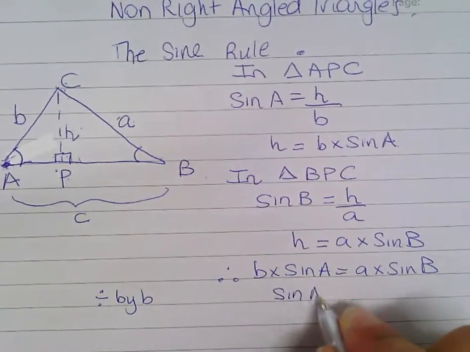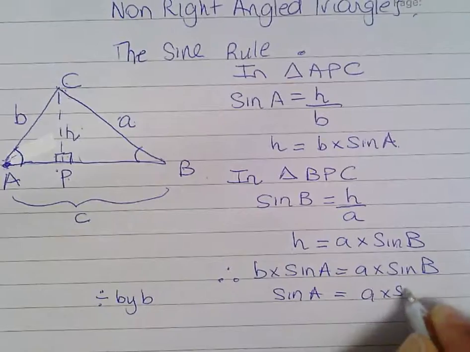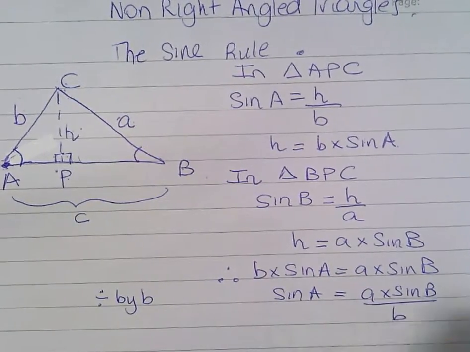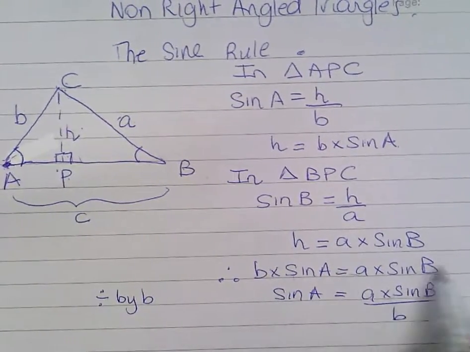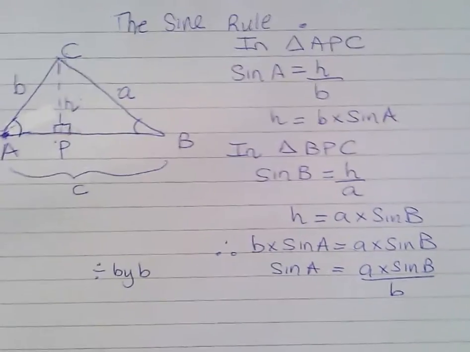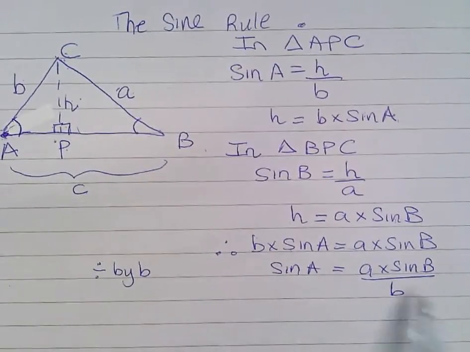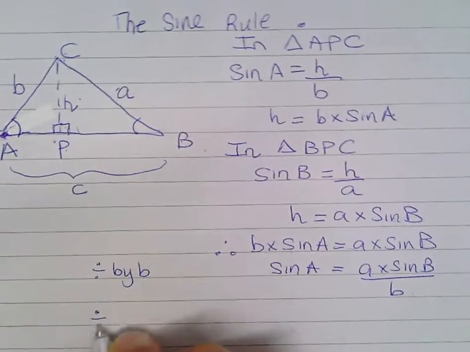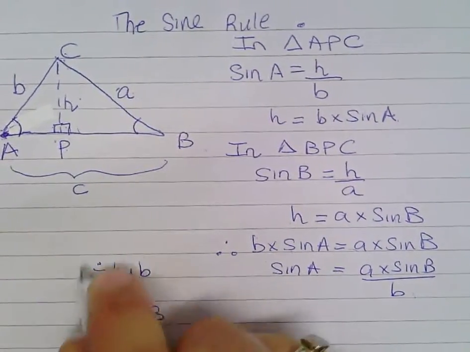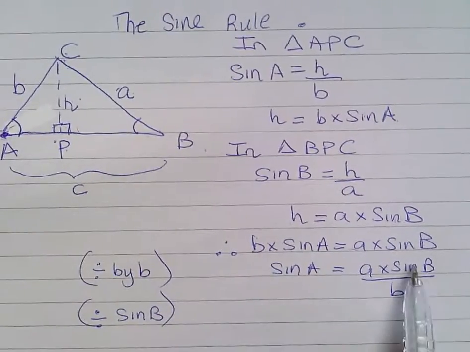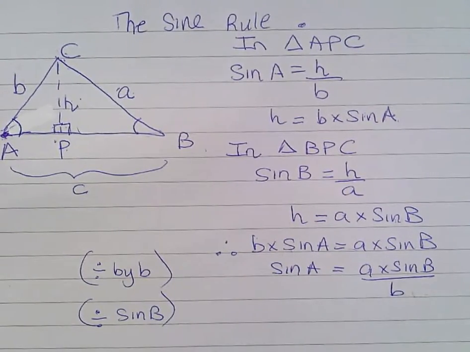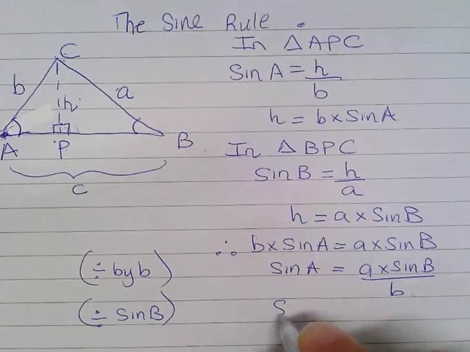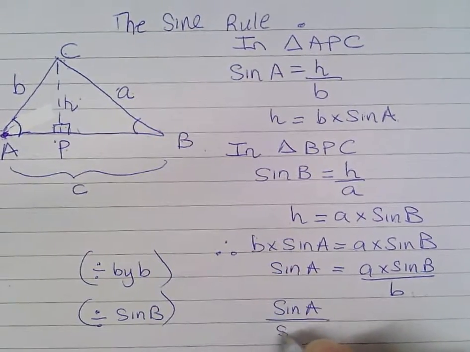Sine A equals A times sine B over B. If I divide this side by b, divide that side by b, that's what I would get. Or if I just take the b down to the other side, that's what I would get. I also want to divide both sides by sine b. What would I get? Divide by sine b, divide by sine b.